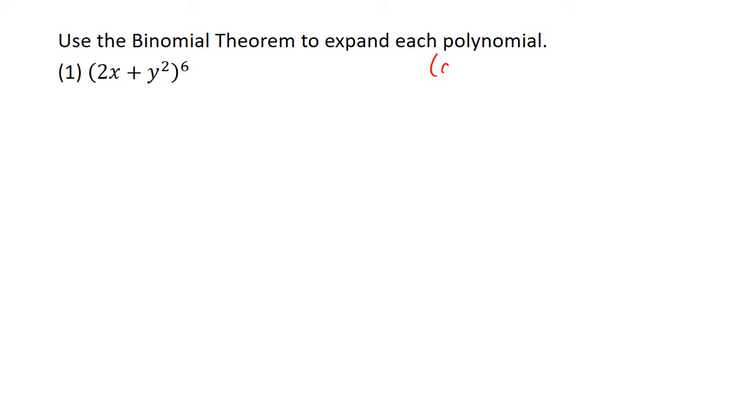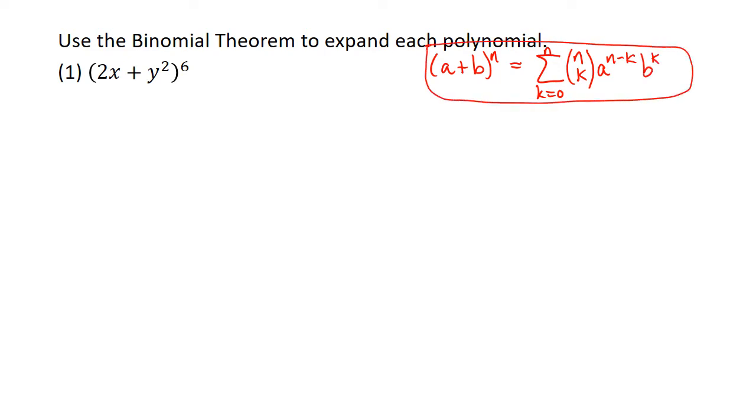the binomial theorem says. So it says (a plus b) to the n is equal to the following sum from k equals 0 to n of n choose k, a to the n minus k, b to the k. This one I have memorized because it's quite useful. Okay, so that is your formula, the binomial theorem.